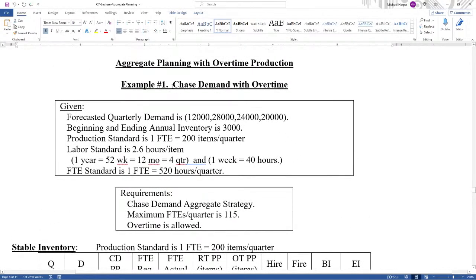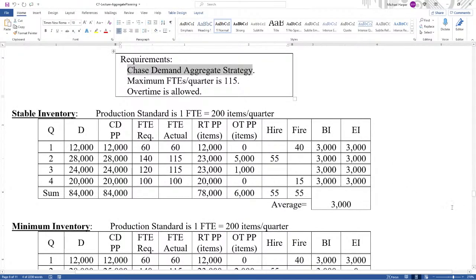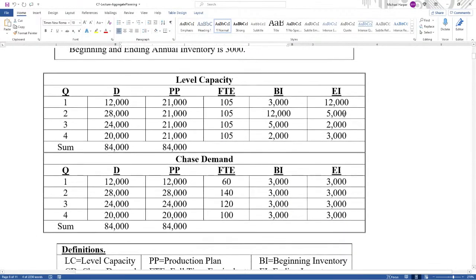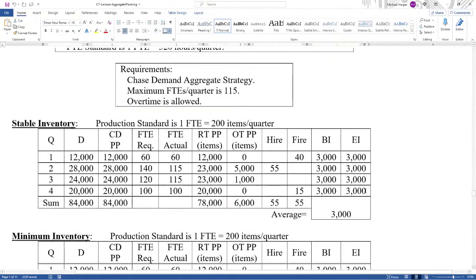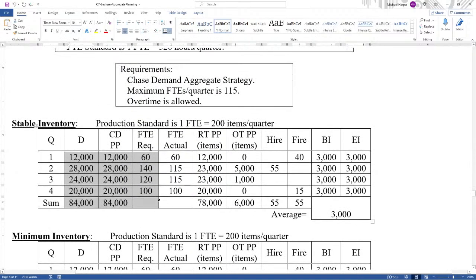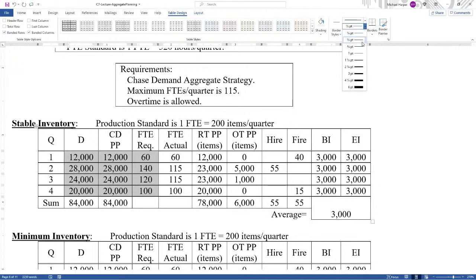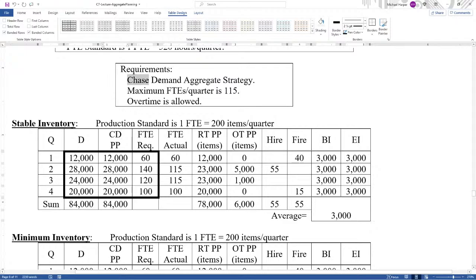Okay, so let's look at chase demand with overtime. We go back to the original problem here, and we have 3 requirements. First, we want to chase demand aggregate strategy. Fine. We go back to the very first page, page 1, and we bring this chase demand down. Right down here, we bring down our demand, our chase, and this is the chase demand production plan. And there's our FTE requirements. So this first one here, let me bold this, box it in. This first one here is the chase demand strategy. So now we're going to start with this, but we're going to modify it. But we started with chase demand, so we will call it a chase demand strategy.